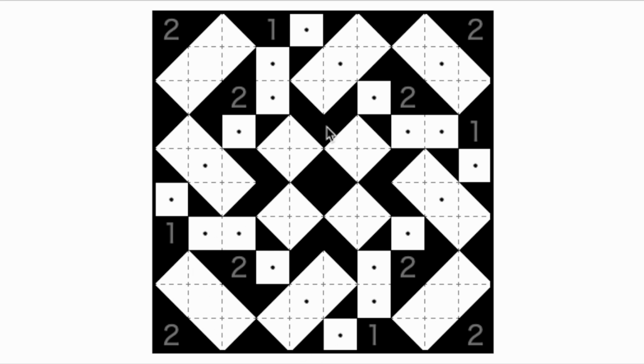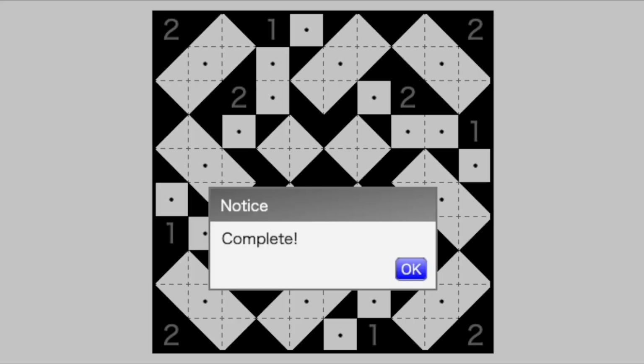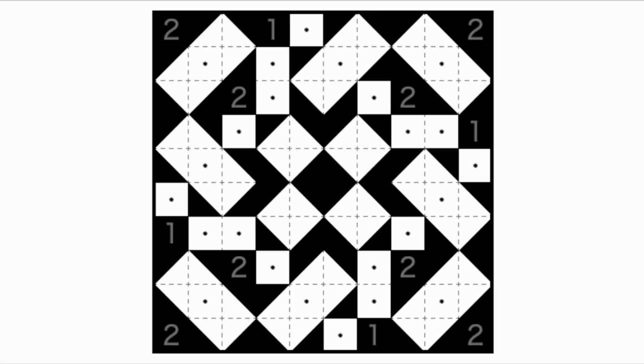And that is all of the cells accounted for, either unshaded or corners. And we've taken care of all of the number clues. So that is how you solve a Shakashaka.